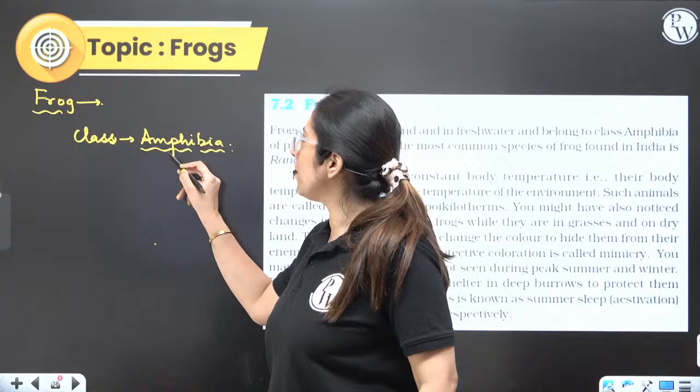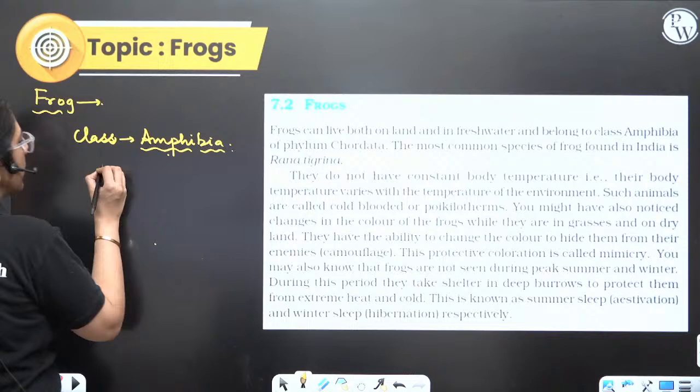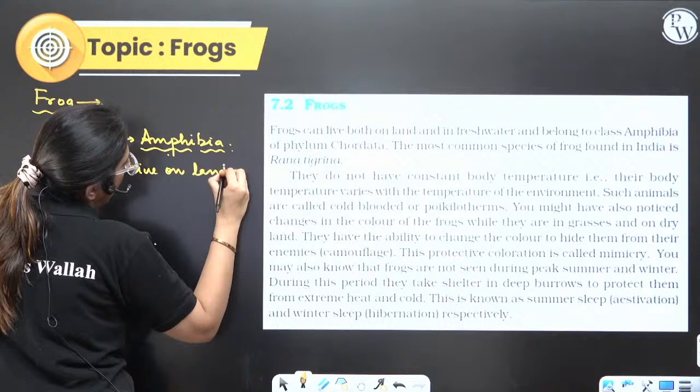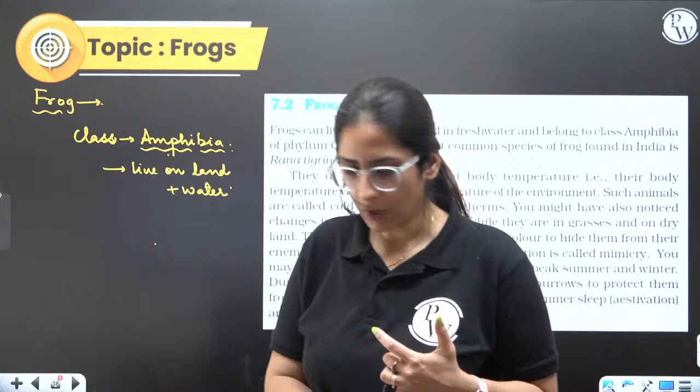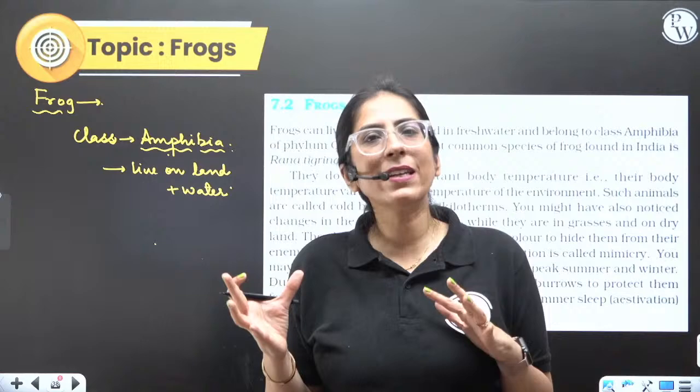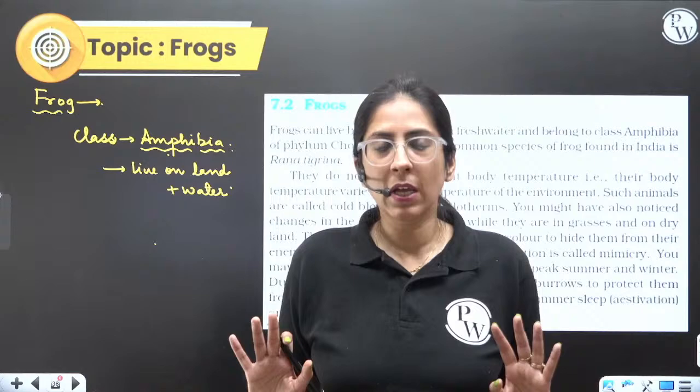Now, it belongs to the Amphibia. Amphibia means these are the organisms which have a dual mode of life. So dual mode of life, that means they can live on land plus water. Live on land as well as water. Now, if I talk about their general features, one of the features is they do not have a constant body temperature. That means they are poikilotherm, no constant body temperature. So, that is the reason to avoid harsh environmental condition. They undergo hibernation and estivation. Hibernation means winter sleep. Estivation means summer sleep.